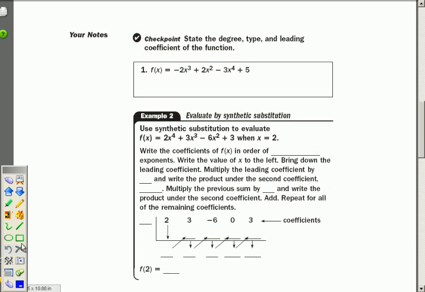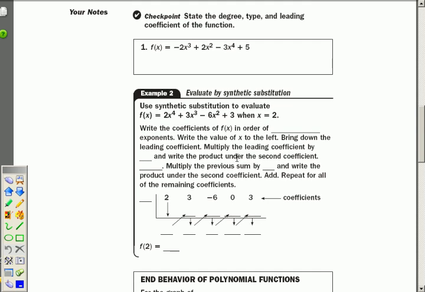Checkpoint, you tell me, is this a polynomial function or not a polynomial function? Take a moment, pause the video. All right. Hopefully you decided that it was. It has whole numbers. So we're going to go with is on that.